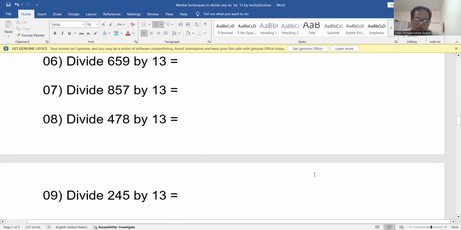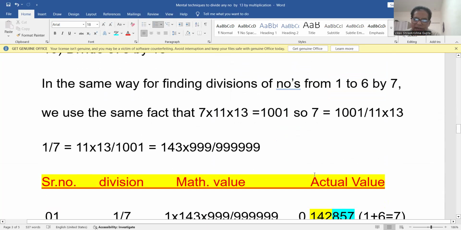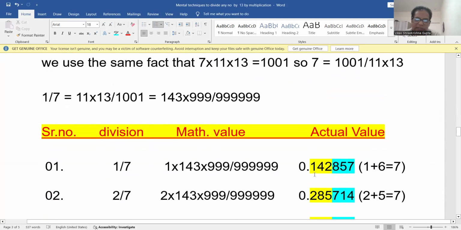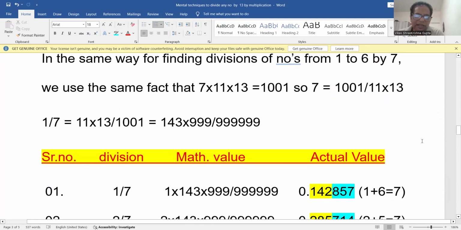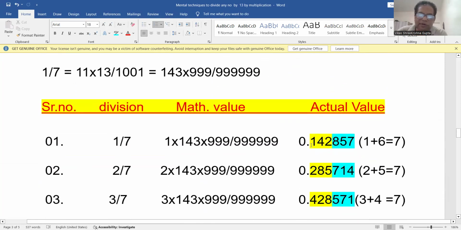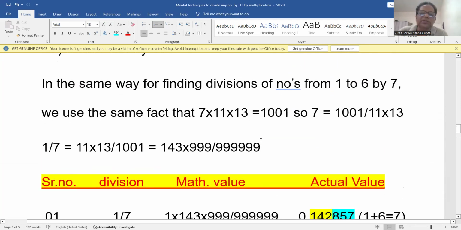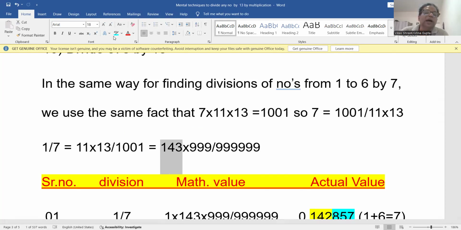In the same way, I can go for division by 7. Now you see, just like for 13, my base multiplying number was 77, in this case for 7 it will be 143. It will be 143 because I have to see that 1001 is equal to 7 into 11 into 13. So 11 into 13 means 143. So for all numbers, I will be using this concept of 143, right?